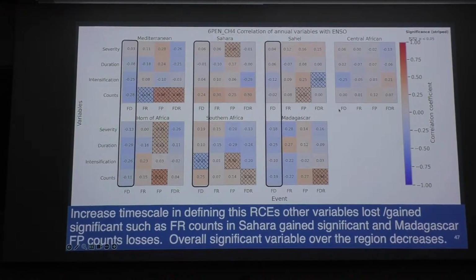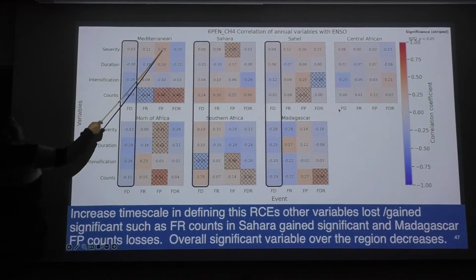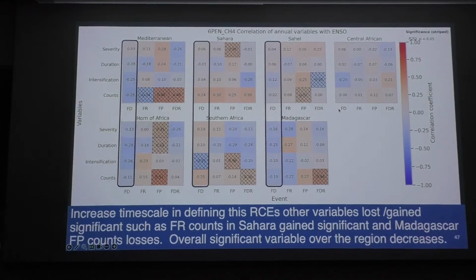When we increase our time scale to define this event, the same thing is happening over the Horn of Africa, but we see the places where, like for ENSO, we had a lot of significance. If you recall, we had something here, but now we don't have the significance, now it's not there. So as you change the time scale to define this event, other places tend to be significant and correlate well with ENSO, but other places tend to correlate differently.